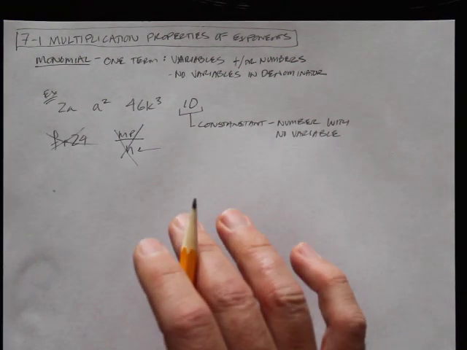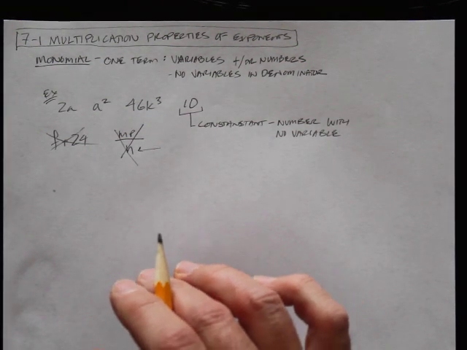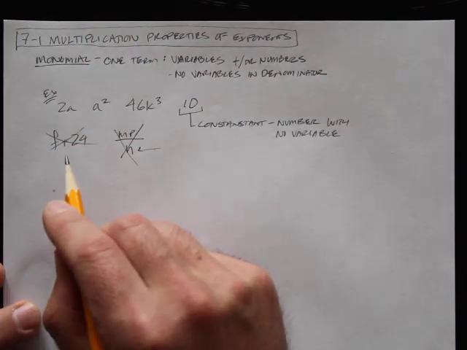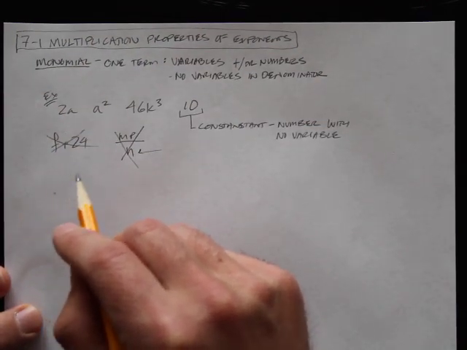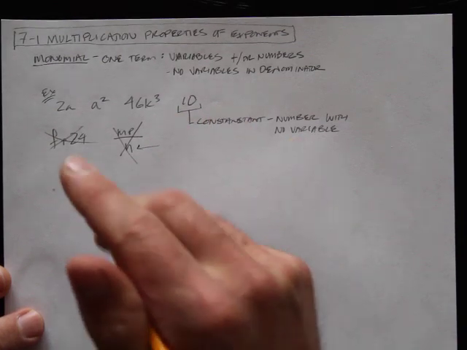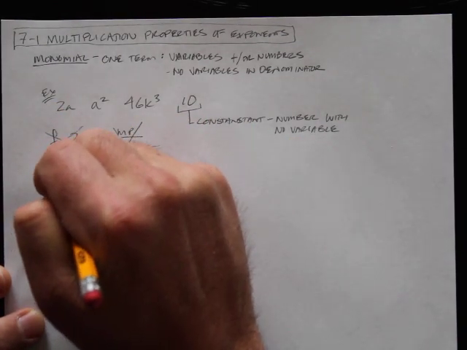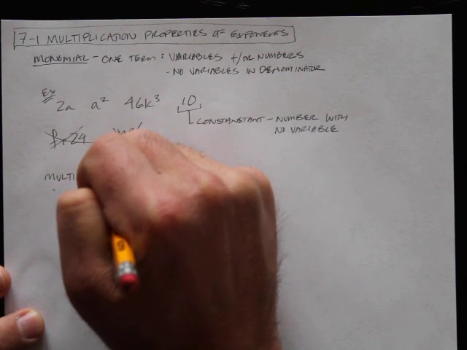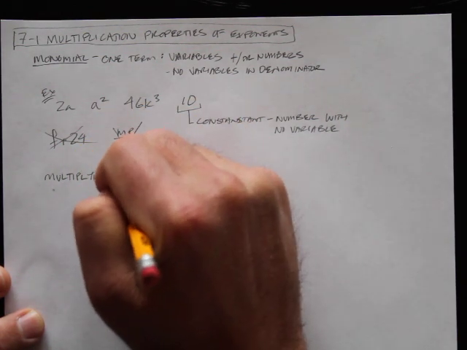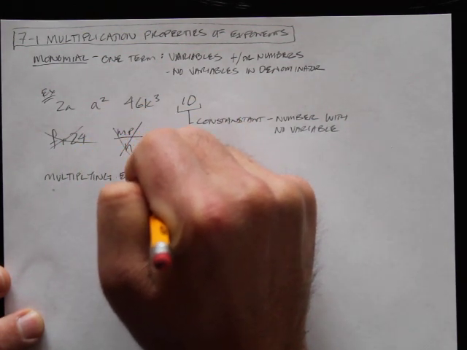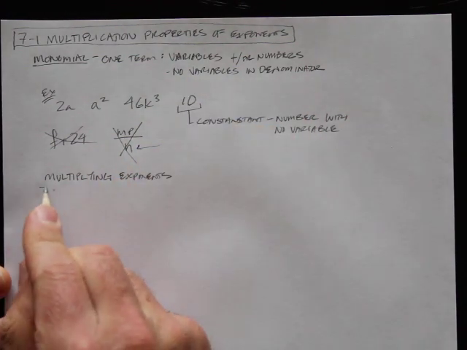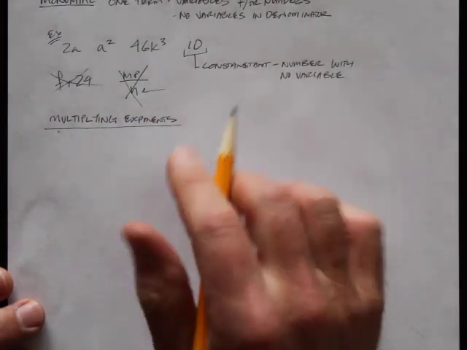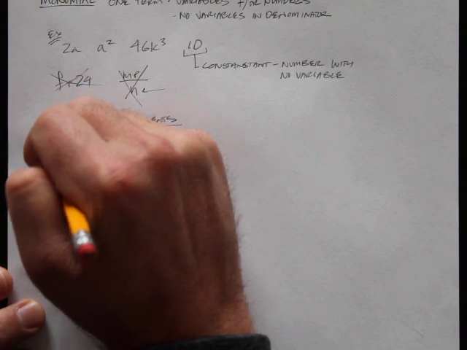All right, now we're going to use these monomials. We're going to multiply them together. So we're going to write here multiplying exponents. And so here's our example.